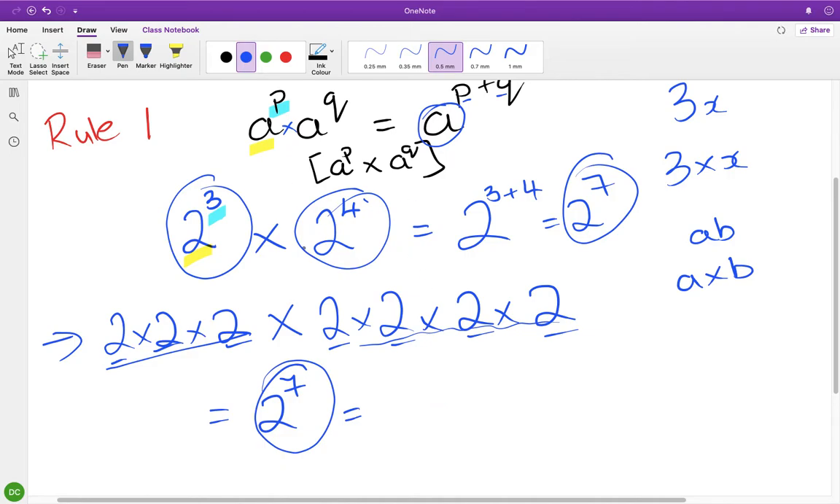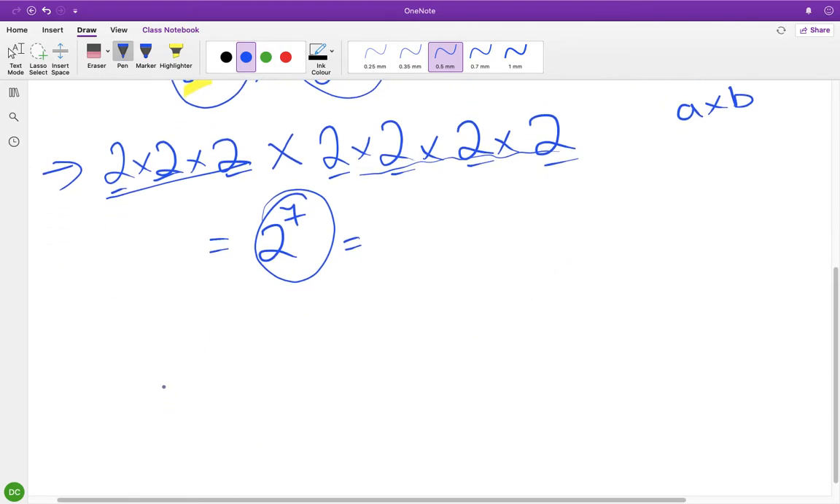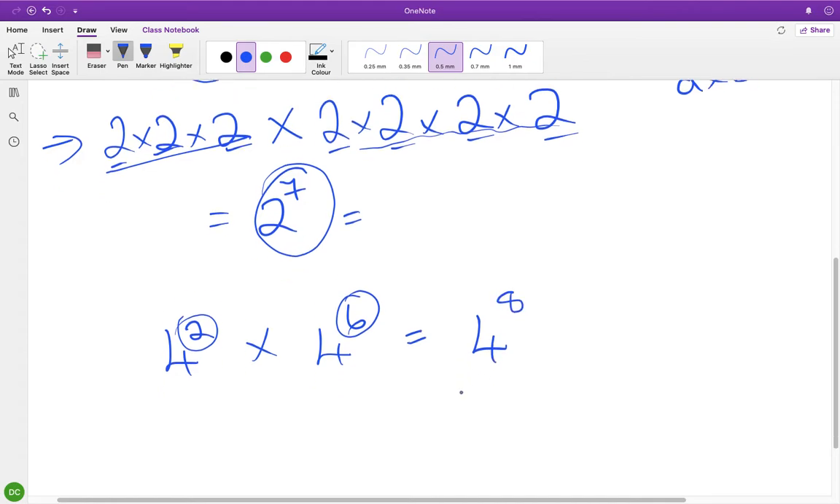So what this rule gives you is just a quick way to deal with something instead of having to expand it out and write all of the 2's. So if I had 4 to the power of 2 multiplied by 4 to the power of 6, for example, the quick way, according to the rule, would be to add this one and this one. So I'm suggesting, using the rule, that the answer is 4 to the power of 8.